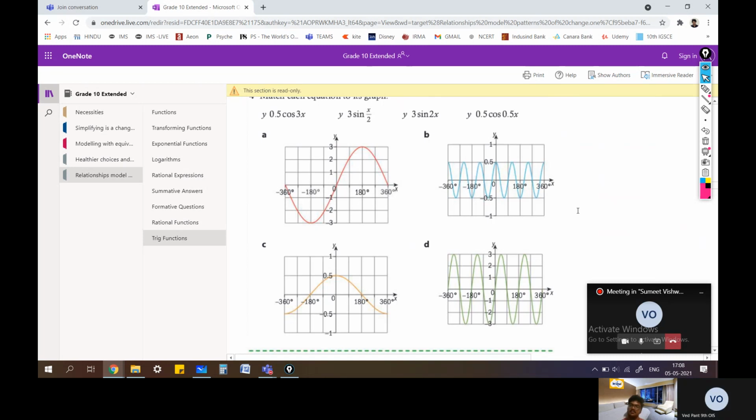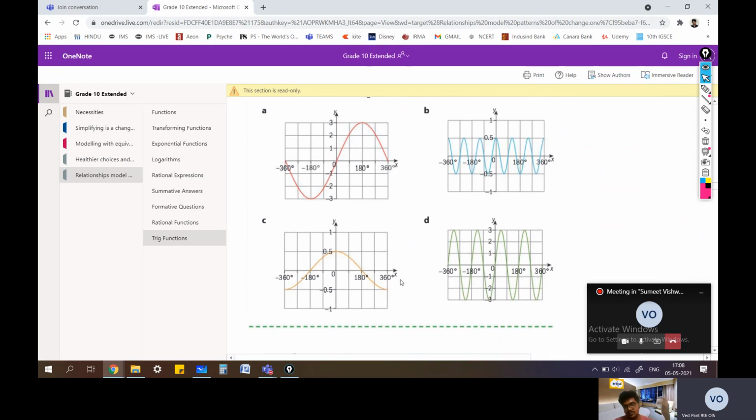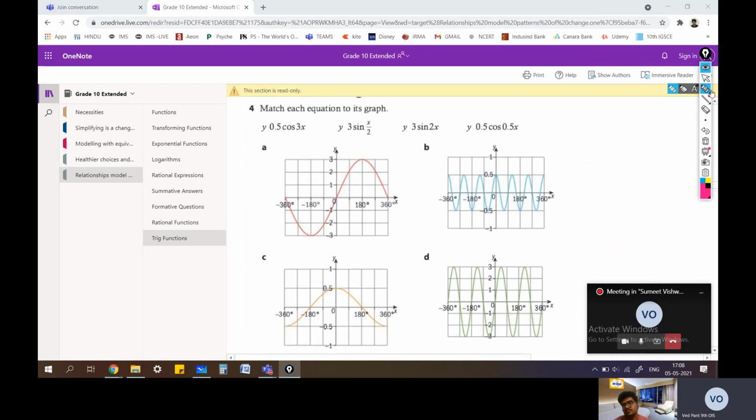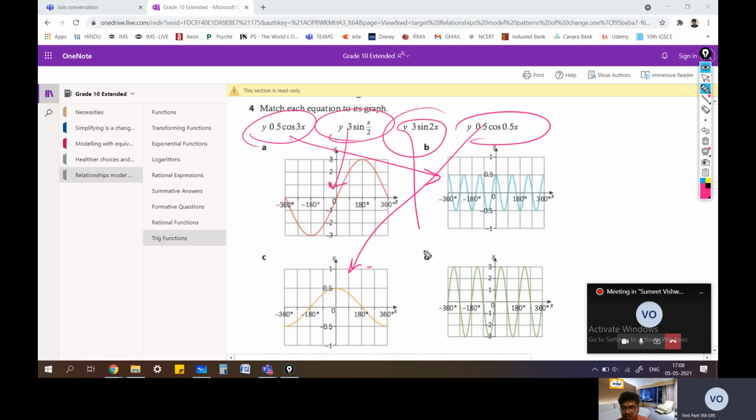Done? Hello? Yeah, so it's matching the equations. See now. Wait, so we'll simply number them. One, cos, so that will be B. That will be this. And 3, 3 times, sine 2x will be this. This will be this. Yeah. Okay.